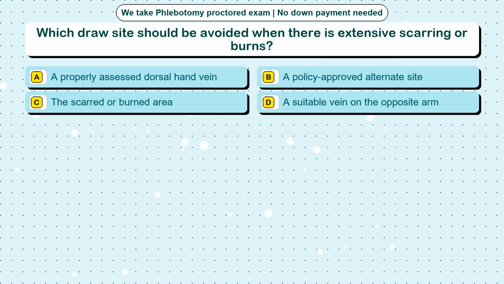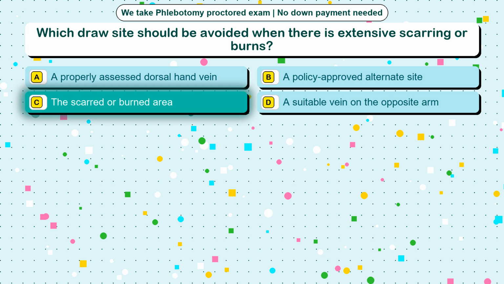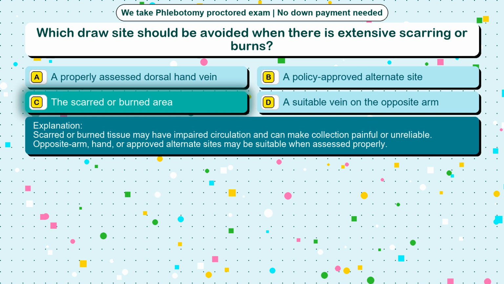Question 35. Which draw site should be avoided when there is extensive scarring or burns? Option A. A properly assessed dorsal hand vein. Option B. A policy-approved alternate site. Option C. The scarred or burned area. Option D. A suitable vein on the opposite arm. The correct answer is option C. The scarred or burned area. Scarred or burned tissue may have impaired circulation and can make collection painful or unreliable. Opposite arm, hand, or approved alternate sites may be suitable when assessed properly.